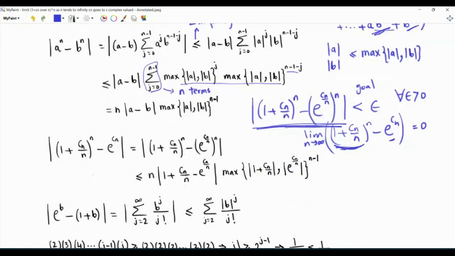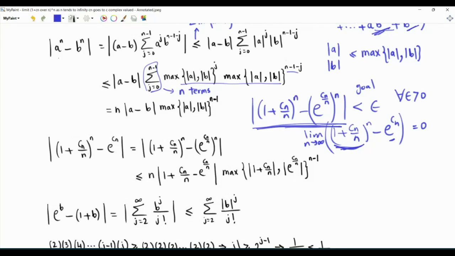So now the main part of this derivation is to show that this quantity can be made arbitrarily small. Given any epsilon that is strictly positive, I can make this quantity smaller than epsilon by choosing n to be large enough.